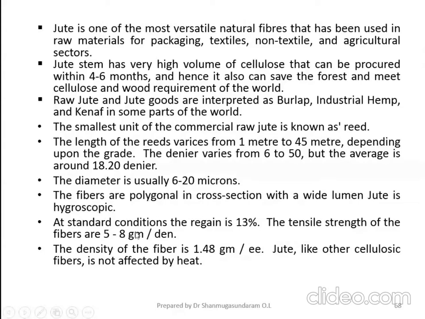At standard condition, what is the moisture regain of jute fiber? It is 13%. It is higher than your cotton fiber. The tensile strength of the fiber is 5 to 8 grams per denier. It is similar to flax fiber. The density of the jute fiber is 1.48. I told you at the beginning, most of the cellulose fibers have density in the range between 1.48 and 1.52.